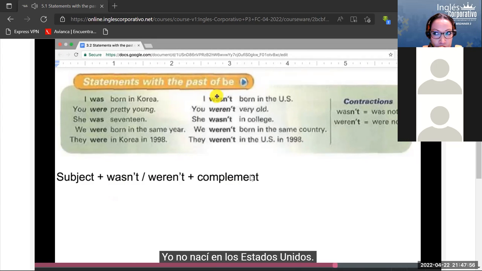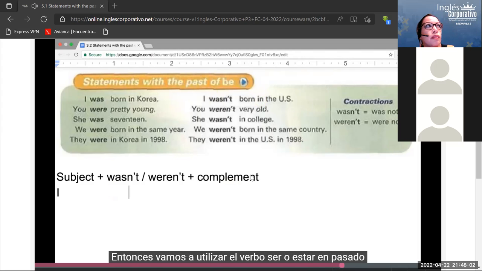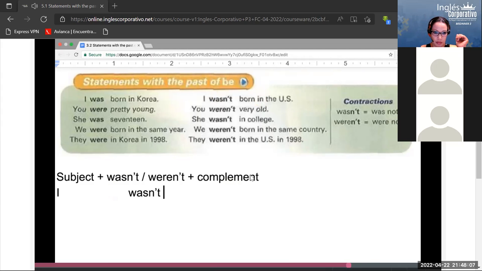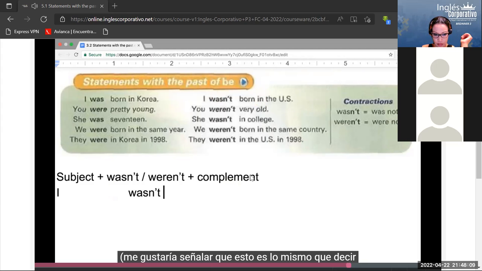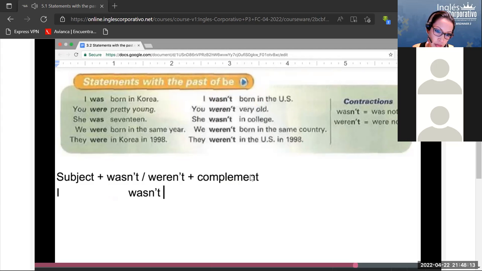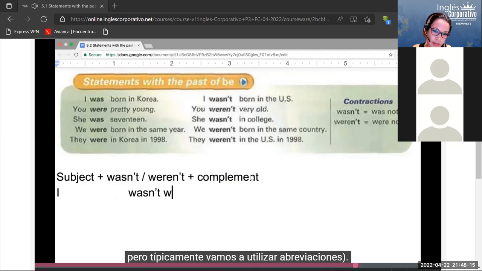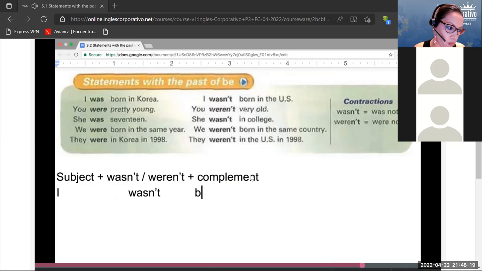I wasn't born in the US. First, we need to add a subject, I. Then we will use the verb to be in the past in its negative form, wasn't. I would like to point out that this is the same as saying was not, but we will typically use contractions. Finally, we include a complement, born in the US.